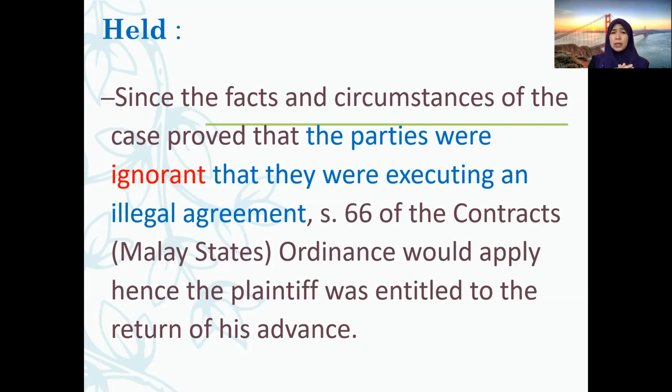Remember, we have the maxim ex turpi causa non oritur actio. You can't really go to the court with dirty hands. You can't base the cause of action on an illegal basis, an illegal agreement. But for this case, when they signed, both of them were honestly thinking that it was valid. So that's why the court allowed the plaintiff to get back the deposit or the advance, basically the advance rental.